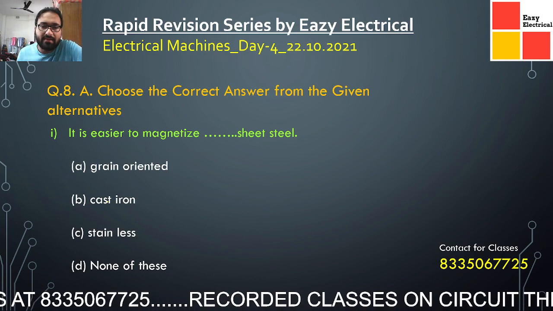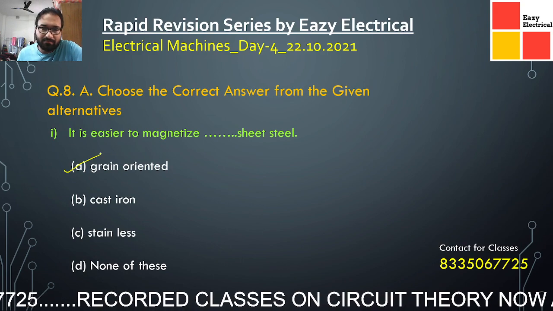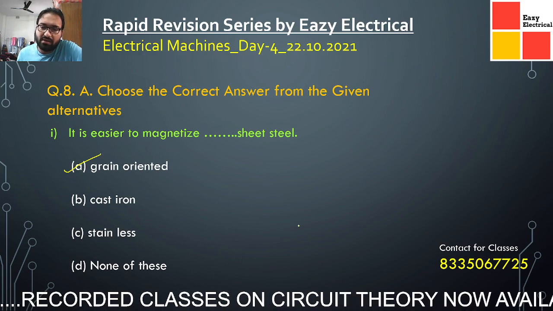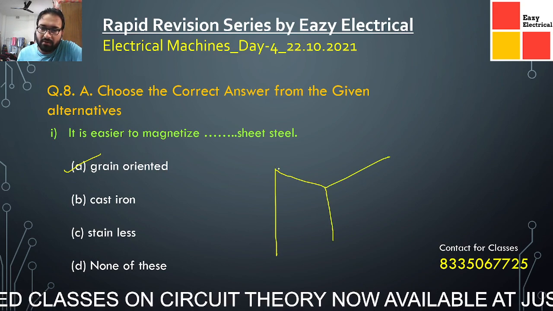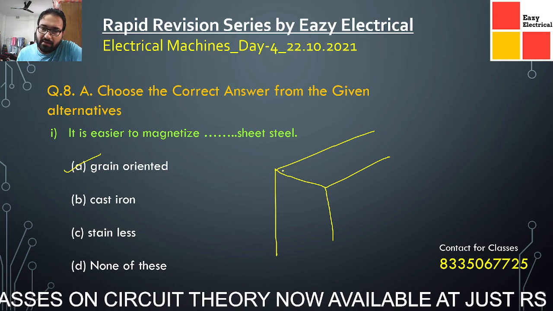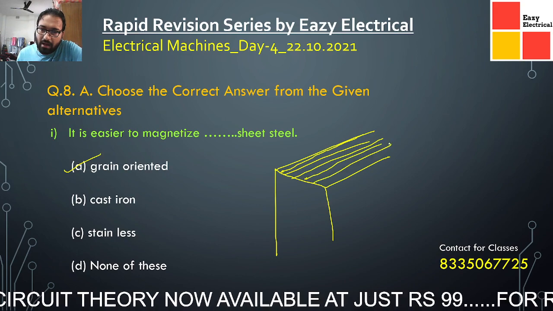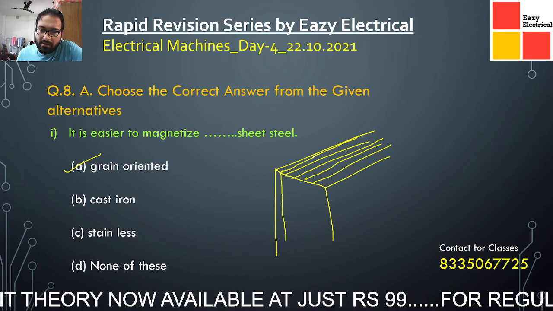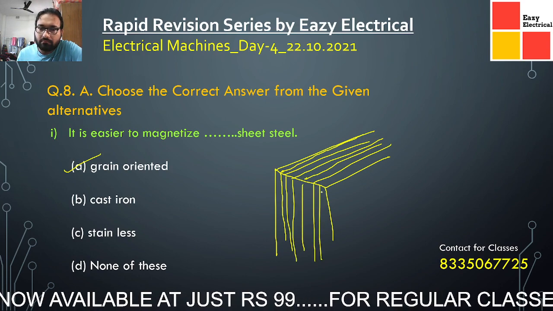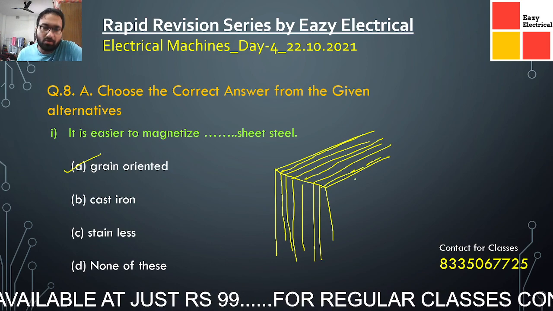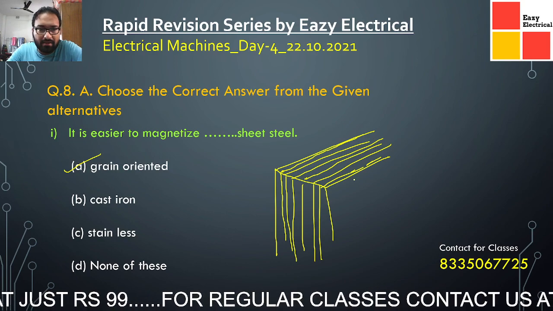It is easier to magnetize dash sheet steel. It is grain oriented steels that can be easily magnetized. Grain orientation means, suppose we have a cross section like this of a transformer, the grains inside this material are oriented in the same way as in the other sheets or other parts of the cross section. So grain orientation actually helps in magnetizing a metal easily.